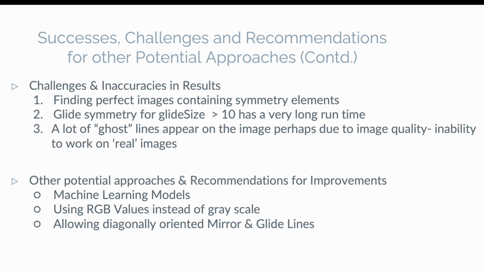Finding perfect images containing symmetry elements was definitely a big challenge, because no image had pixel values that actually mirrored or were glides. Oftentimes, the only really accurate mirror and glide lines I found were ones in blank space, which makes sense because they had a constant 0 value in their pixels. Another challenge was when glide size exceeded 10, the runtime was very long for the get glide line function, and this hampers good visualization, which would otherwise be possible for bigger glide sizes.